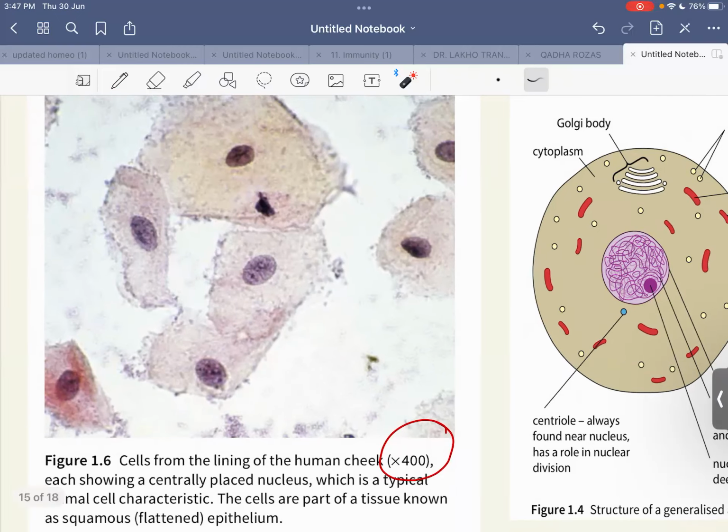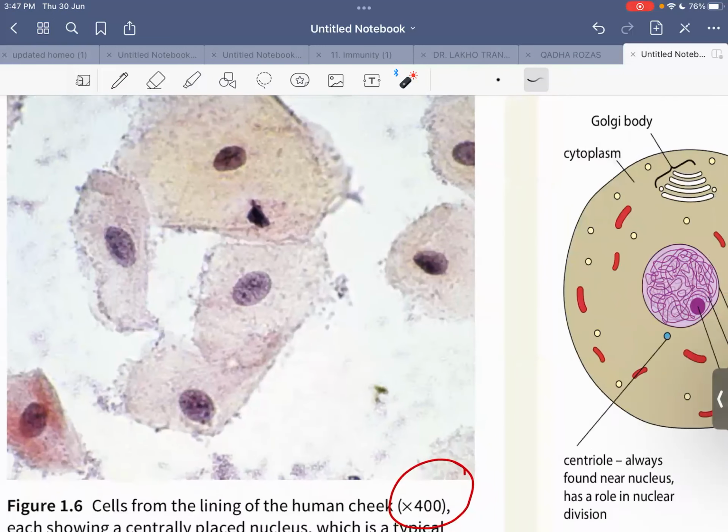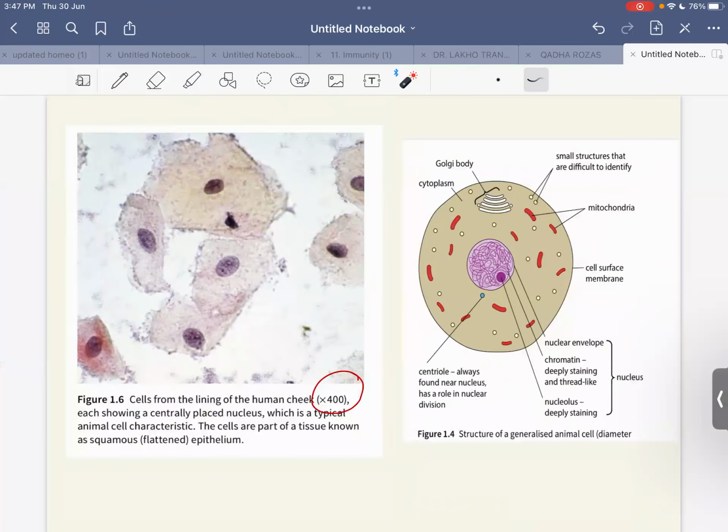But still we can see the cell membrane, nucleus, and the cytoplasm. Now let's look at another diagram. Now this is not a light micrograph. This one is not a light micrograph, but it's a handmade drawing of how a cell would look if it is seen with a light microscope of a higher magnification.